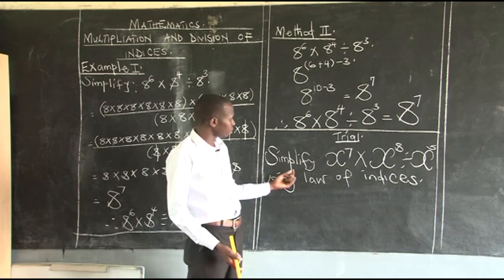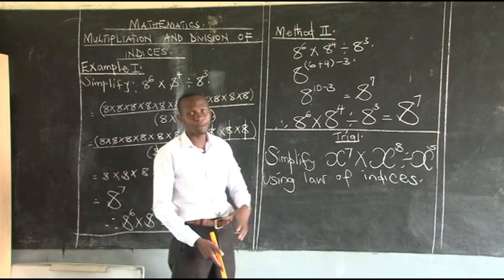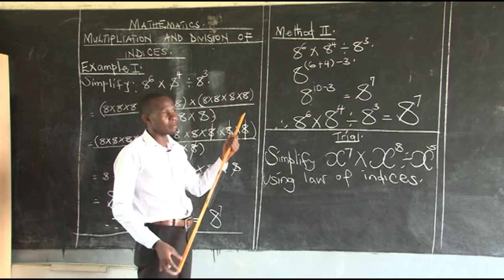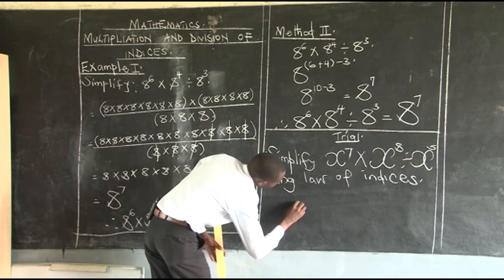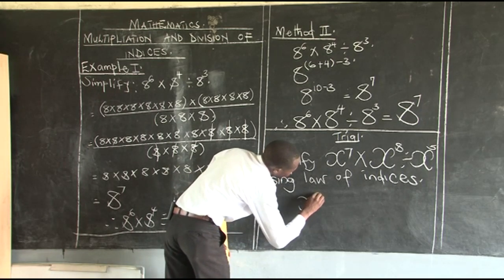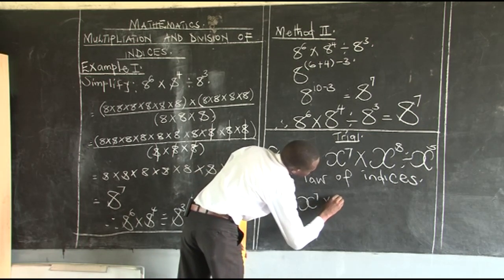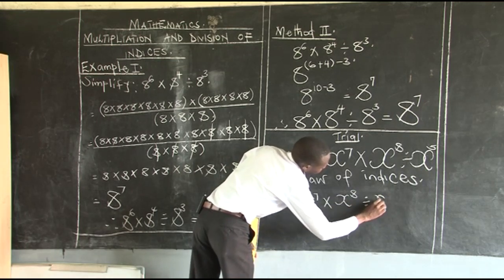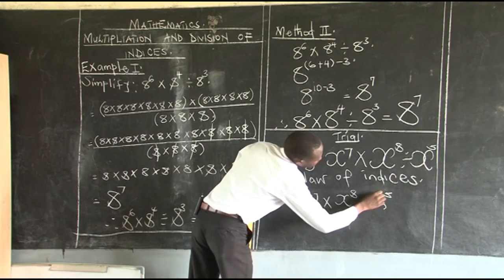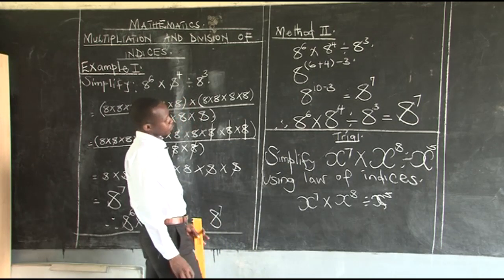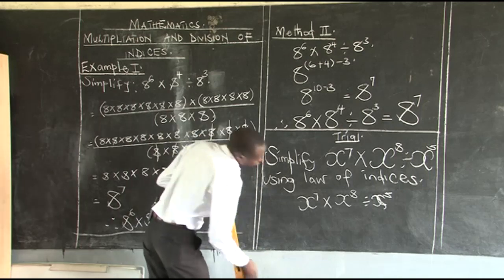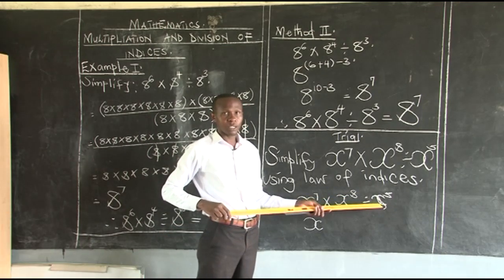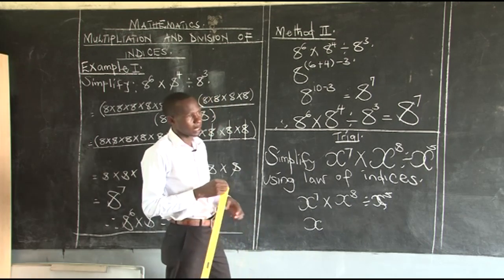I have said simplify x power 7 times x power 8 divided by x power 5. So we're using the law of indices, just like the way we have done on the second method up there. This question will be worked as x to power 7 times x to power 8 divided by x to power 5. So I'm going to use the law of indices just like I said earlier. We shall have x as our common base, because here we have x, here we have x, here we have x. The base is the same, so I'll only take one x as our base.